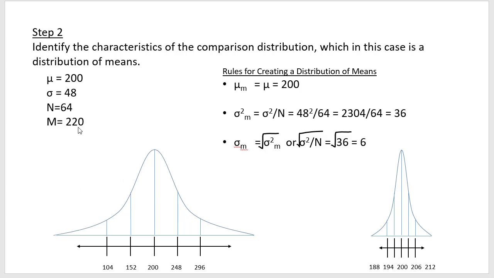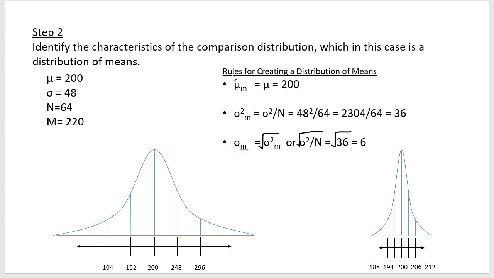The mean of those 64 scores is 220, which is approximately in this area. Now, clearly, 220 is not a score that's going to be extreme enough compared to the comparison distribution to be significant. That is the battle that we're fighting when we have to compare the mean of 64 scores, for example, to a distribution of individual scores, which is why we create our distribution of means.